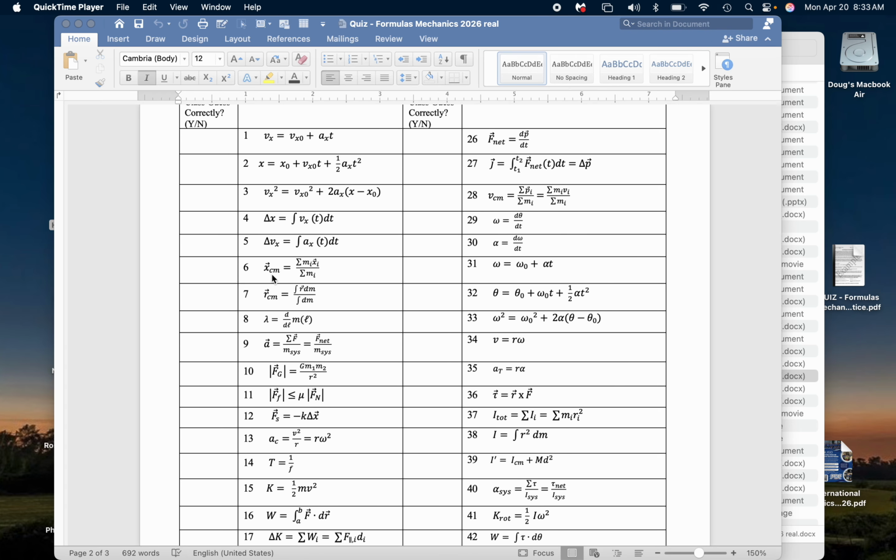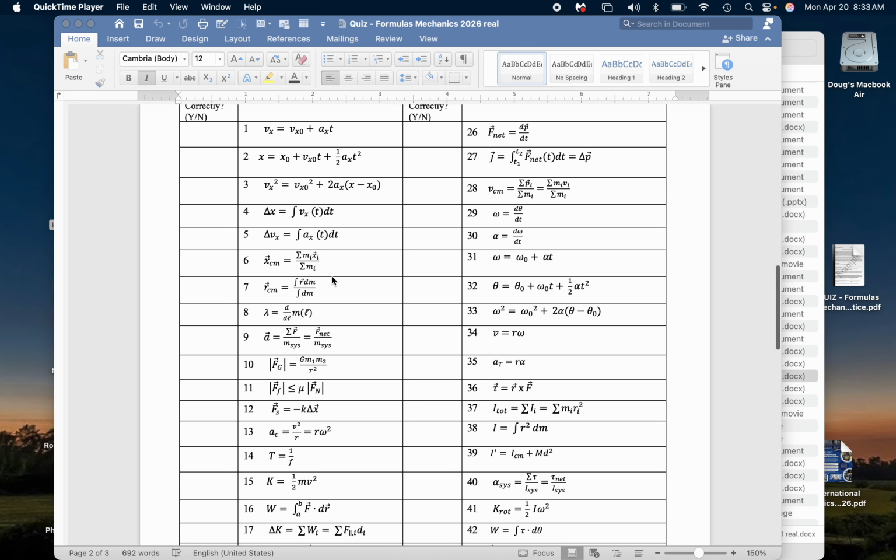6 is simply for finding the center of mass of an object. It's a summation of all the masses times their positions in the numerator divided by a summation of all the masses in the denominator.